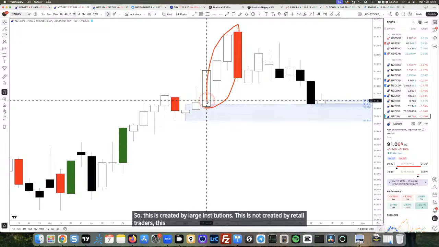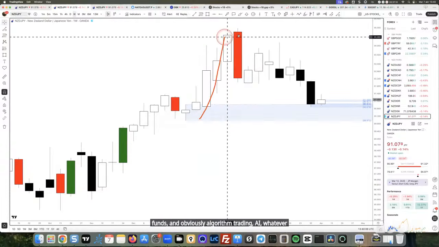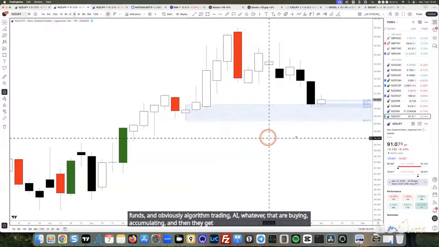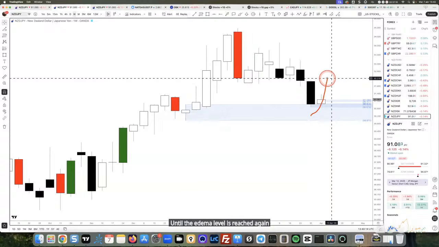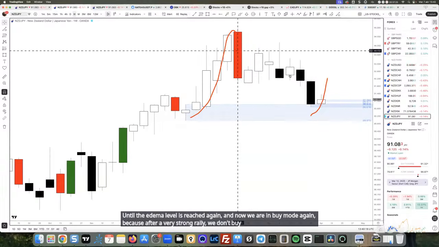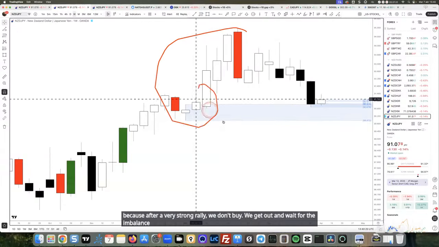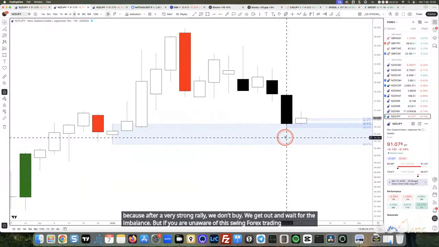This is created by professional traders, institutions, banks, funds, and obviously algorithm trading, AI, whatever, that are buying, accumulating, and then they get out and realize profits until the demand level is reached again. And now we are in buy mode again, because after a very strong rally, we don't buy. We get out and wait for the imbalance. But if you are unaware of these swing Forex trading positions, then obviously you are going to miss everything.